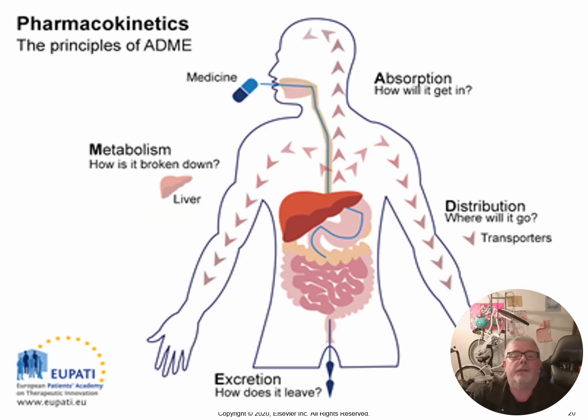So when we look at the principle of pharmacokinetics again, ADME: absorption, how will it get in? Well, we just described most of those. Distribution, where will it go? Well, the first place it goes is the stomach, if it's orally ingested. Then when a drug goes into the stomach, into the digestive system, most of it gets transported to the liver, where it gets processed and some of it gets broken down and reconverted.